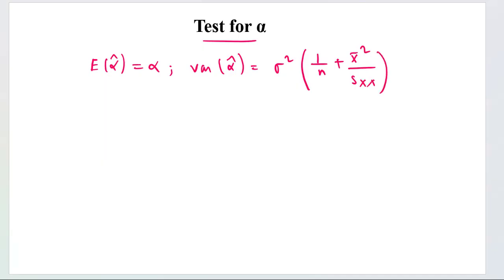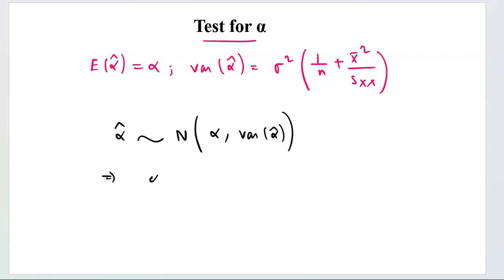So if you haven't watched that video, please see the BLUE video. When I derived the BLUE properties of alpha and beta, I described in detail how to derive the expectation and the variance of this estimated alpha cap, right? So combining these two things, we can say alpha cap follows a normal distribution. We have assumed it to be a normal distribution with mean alpha and the variance is this, right?